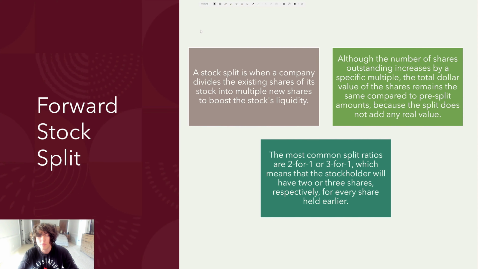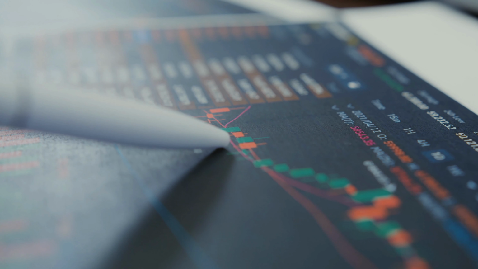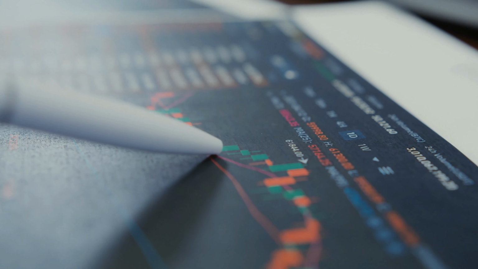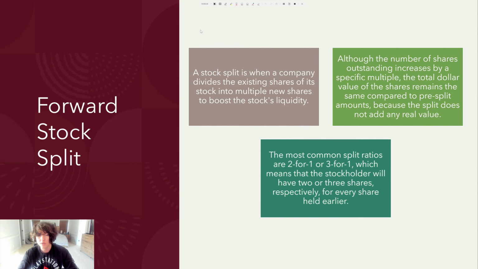So a stock split is when a company divides the existing shares of its stock into multiple new shares to boost the stock's liquidity. This happened a couple of years ago with Apple. Apple was getting very expensive, and to allow people to invest at a $90 to $100 price point, they did a forward split, which added more shares, and that's a healthy sign of a company. They're doing so well, their share price is so highly valued, and they want more people to invest. They'll do a forward split. Okay, and the most common ones, like I said, are two for one or three for one.